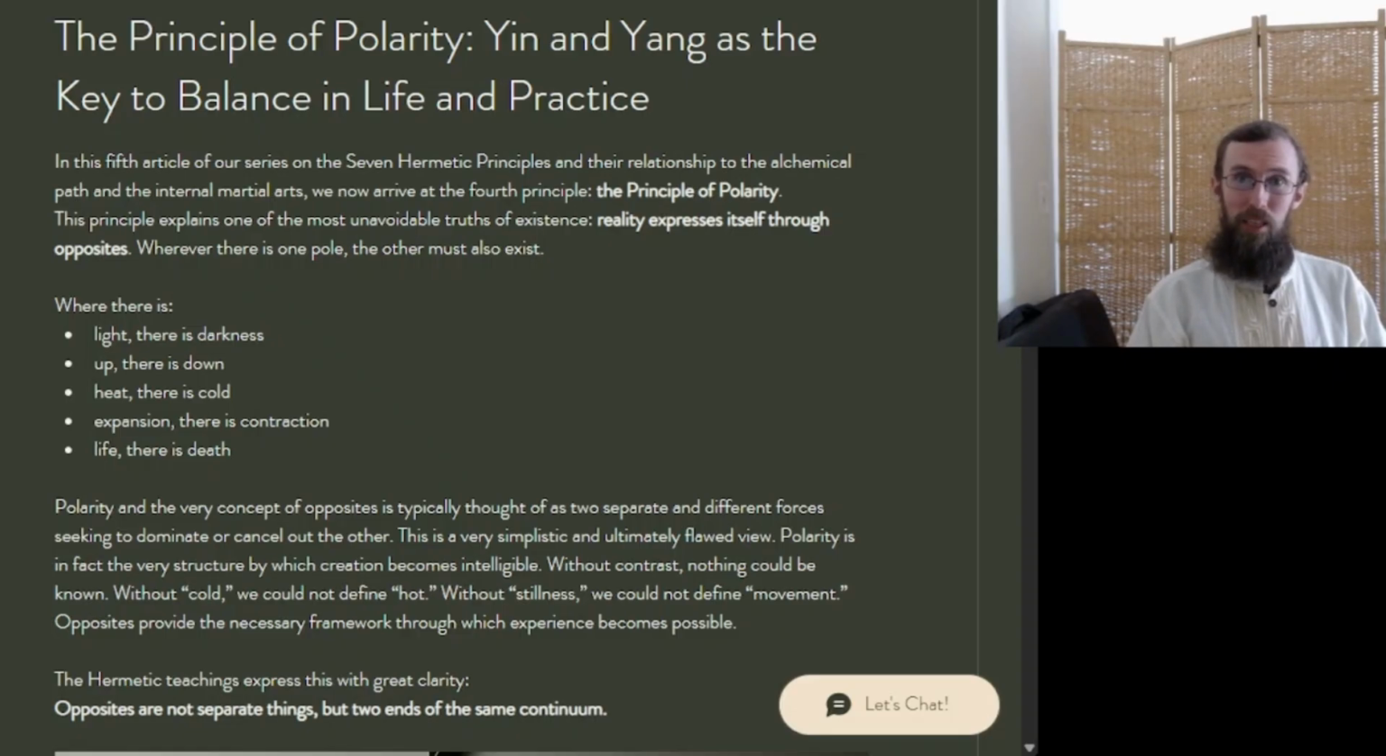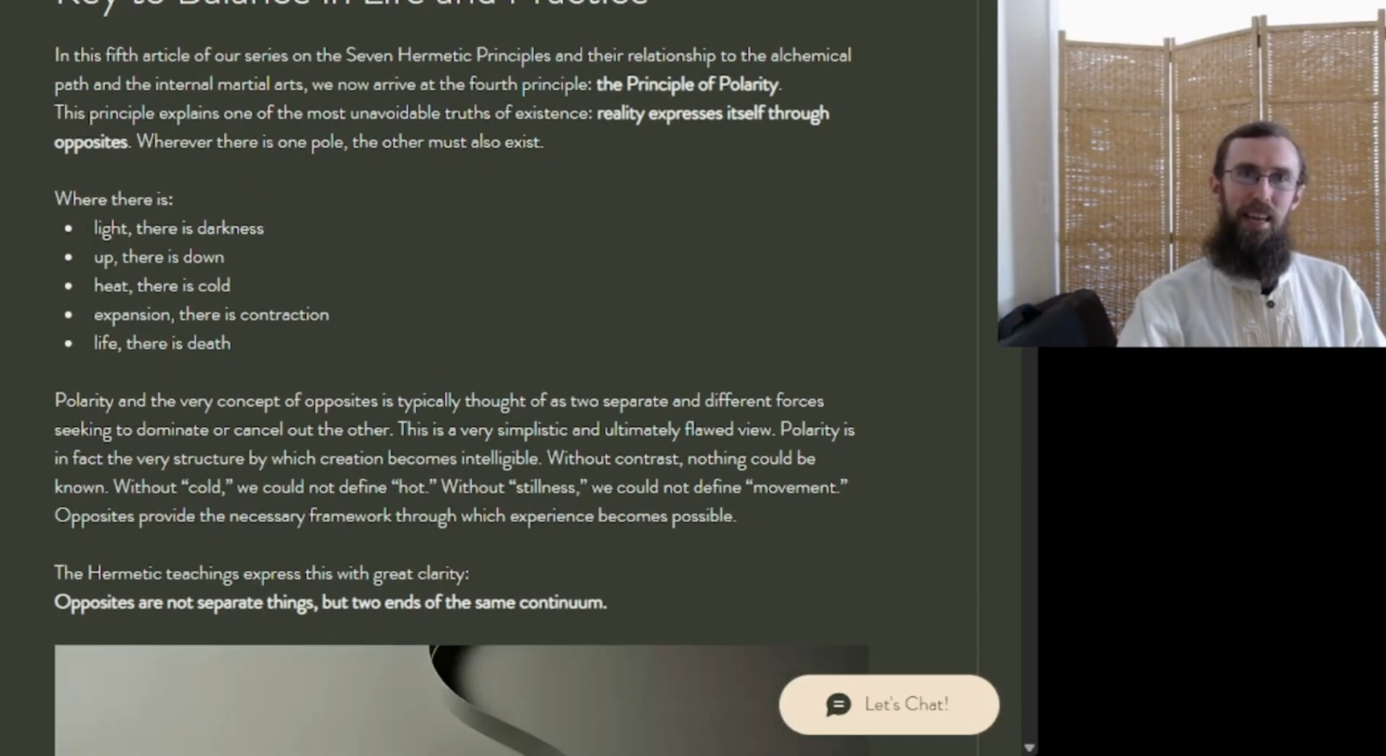This principle explains one of the most unavoidable truths in existence. Reality expresses itself through opposites. Wherever there is one pole, the other must also exist. There cannot be one without the other, for they are one. Where there is light, there is darkness. Where there is up, there is down. Where there is heat, there is cold. Where there is expansion, there is contraction. Where there is life, there is death. This is taiji. This is the dance of creation.